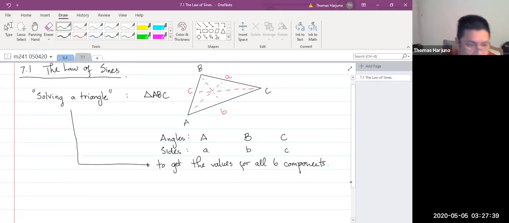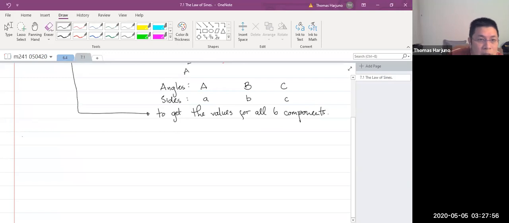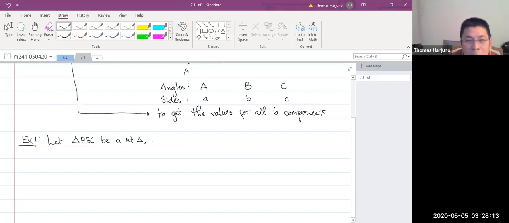Now, in the past, we actually did something similar to this already. We solve a right triangle. Now, when we solve a right triangle, of course, then one of the angle is 90 degrees. Okay, let's actually review that a little bit. Let's say, for example, let triangle ABC be a right triangle, right angle at C. And let's say angle A is 35 degrees, and side B is 7 centimeters.